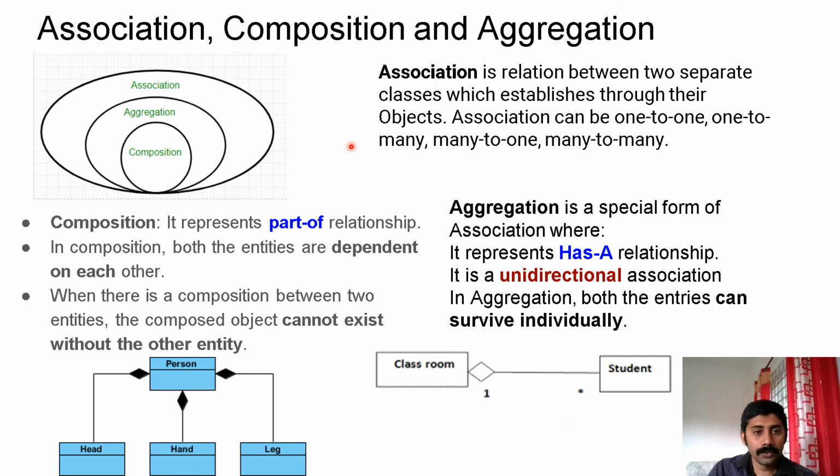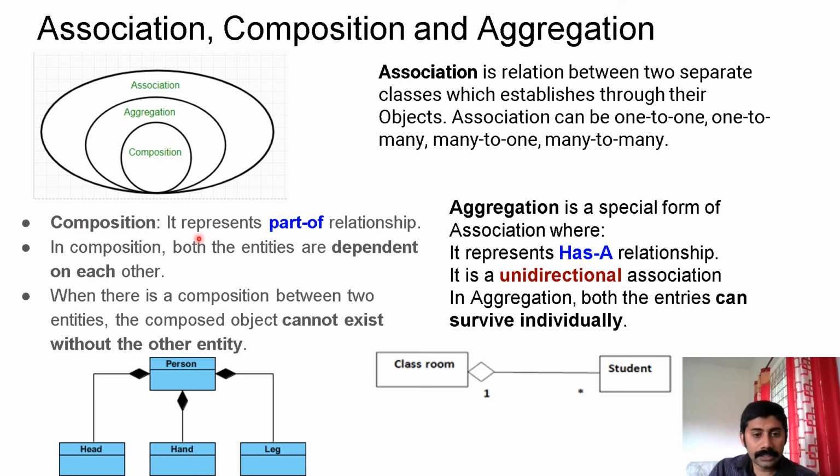Now, there are different relationships among the objects of different classes. Association, composition, and aggregation are three prominent ones we want to refer to now. Association is a relation between two separate classes which is established through their objects. Association can be one-to-one, one-to-many, many-to-one, and many-to-many. Within association itself, there is aggregation and there is composition. Both are associations but specific types.